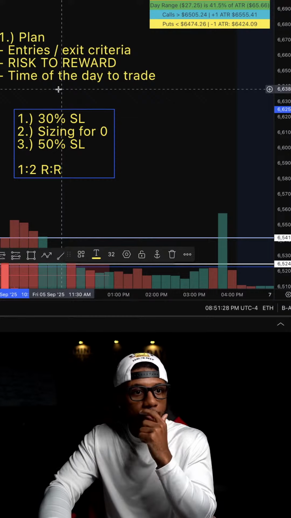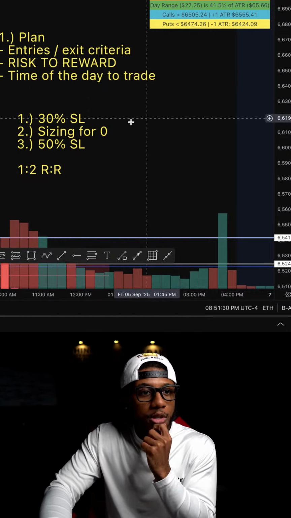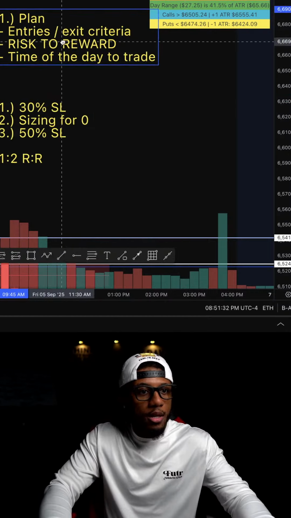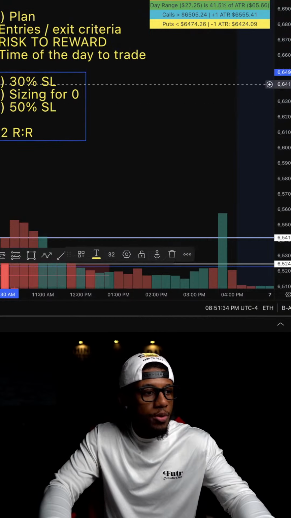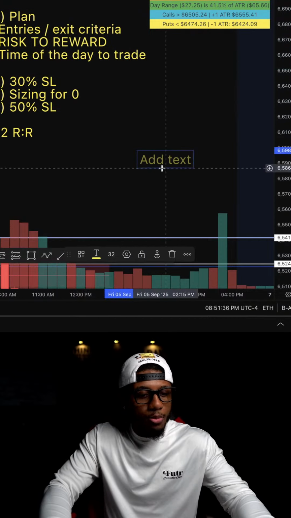Perfect. Can you give an example of a 50% stop loss? Yes. So let me give you guys an example if some of you guys are a little bit newer. So a 50% stop loss will look like this.